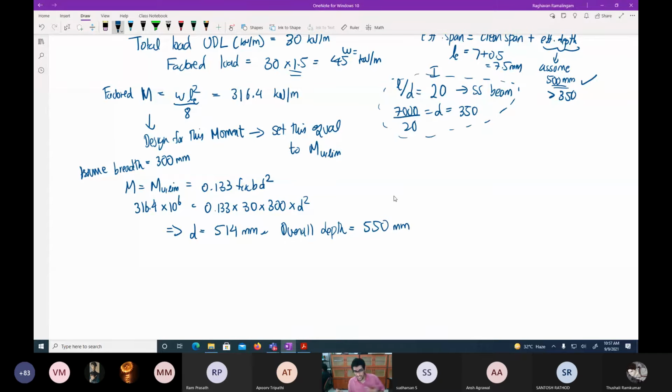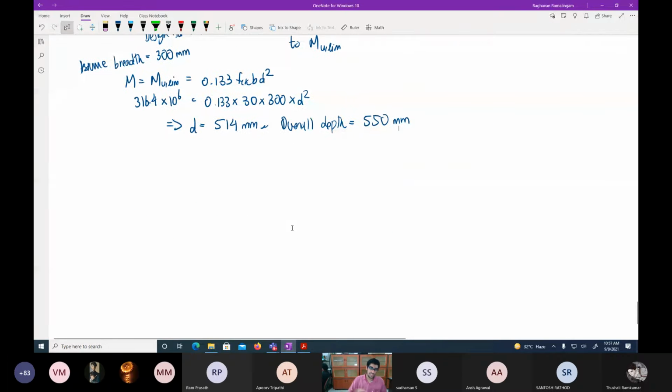A minor variation of 5 to 10 mm will not make much of a problem. So you don't need to go into that much accuracy. Let it be 550 mm itself. So overall depth 550 mm I have assumed. So this is the effective depth that you have to provide. One thing is done, you have found the effective depth.